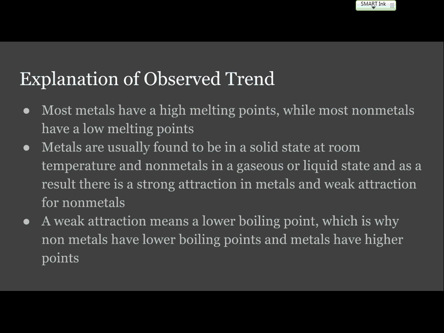One generalization is that most metals have higher melting points while non-metals have lower melting points. This is because metals are usually found in a solid state at room temperature, and non-metals are in a gaseous state. In a solid state, the molecules are closer together, which has a stronger attraction, and the stronger attraction gives a higher melting point. Non-metals have a weaker attraction because the molecules are farther apart, so they have a lower boiling point.